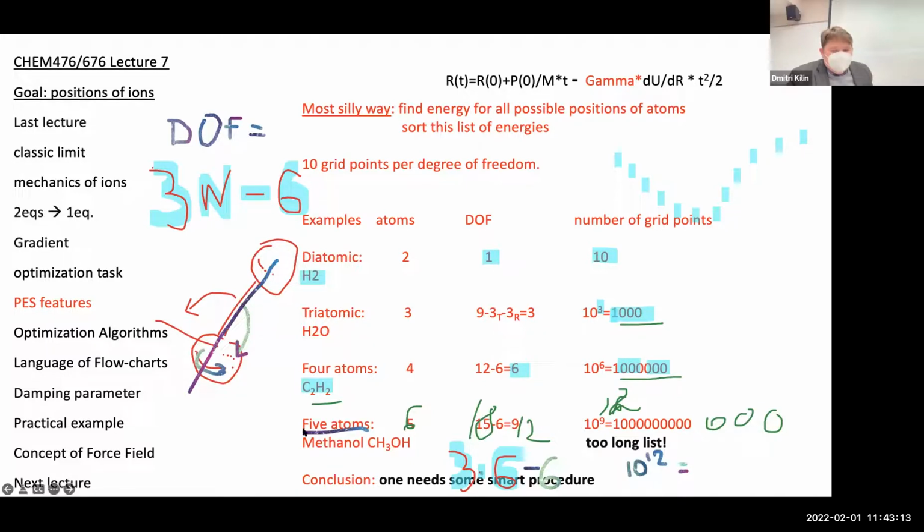CH3OH, so 6. Is it 6? Right, 6 atoms. So 6 times 3 will be 18. 18 minus 6 will be 12. And then 10 to the power 12 is still okay. It's whatever, a terabyte of data. It's still doable, but maybe not comfortable. But anything with more than 6 atoms will overwhelm the memory of our computers and needs an algorithm for how to go from point to point.